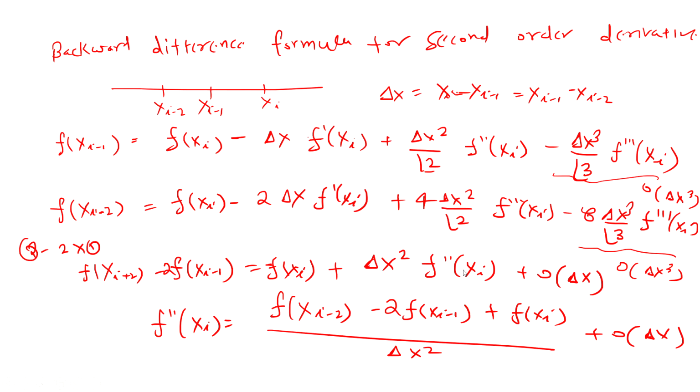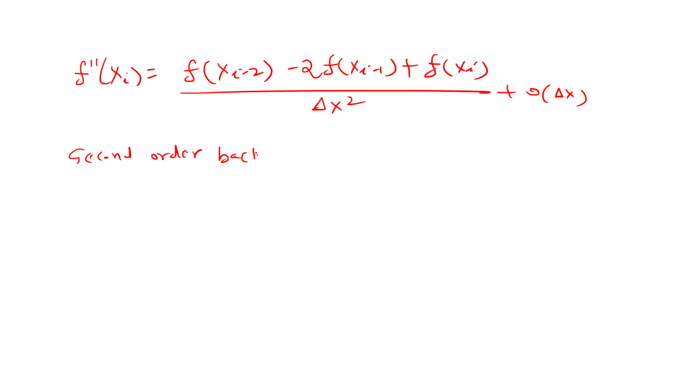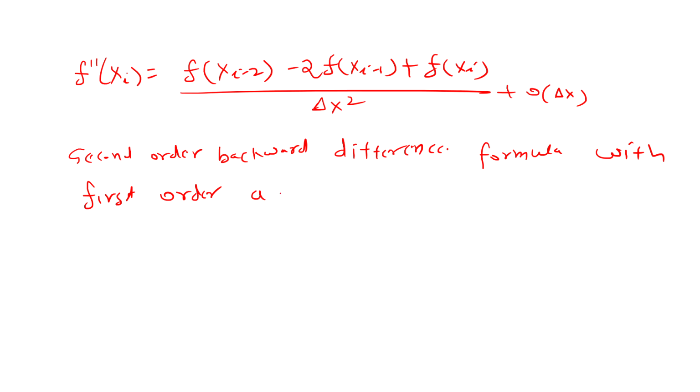So my backward difference formula becomes f double prime xi equal to f of xi minus 2 minus 2 times f of xi minus 1 plus f of xi, divided by delta x square plus order of delta x. Now remember, this is second order backward difference formula with first order accuracy.